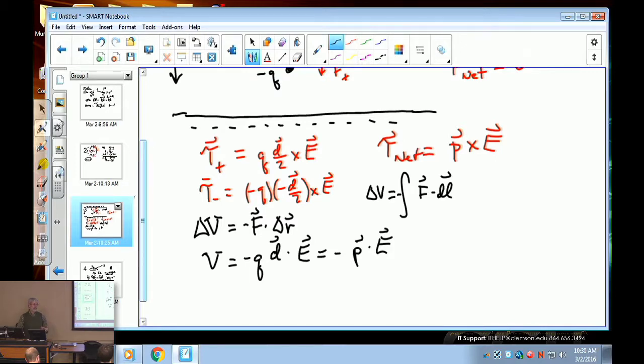Well, this is an electric dipole. It's not a magnetic dipole, but it does the same thing as a magnetic dipole. The magnetic dipole wants to rotate so that the magnetic dipole moment is in the direction of the magnetic field.